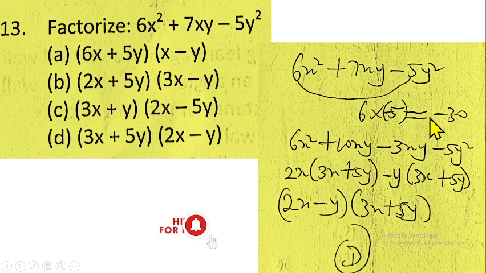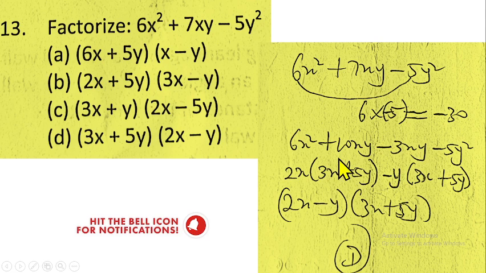Then look for two numbers you can multiply together to give us minus 30, and when you add them together, it gives us plus 7. These two numbers are plus 10 and minus 3. Plus 10 times minus 3 gives us minus 30, and when you add them together, gives us plus 7. So in that case, instead of putting ordinary x, you put xy at the back for the 10. Then minus 3 as well, you put xy at the back. So the expression becomes 6x squared plus 10xy minus 3xy, then minus 5y squared. Because if you add these two together, it gives us 7xy.